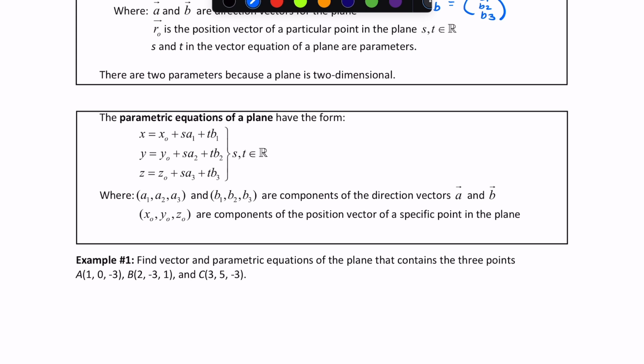So when we look at the parametric equations of a plane, here we split it up into the three different components. We have x is equal to x0 plus s a1 plus t b1. We have y is equal to y0 plus s a2 plus t b2. And then z is equal to z0 plus s a3 plus t b3.